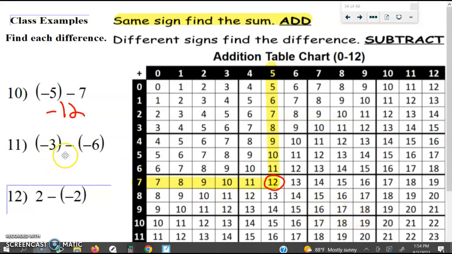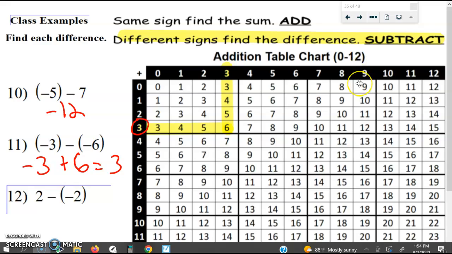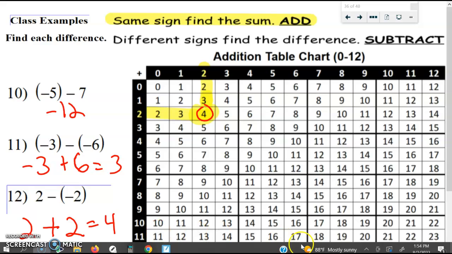Now on this one, we're going to do -3. We'll change it to plus. -3 plus 6. Different signs, find the difference. So I go to 3, go all the way down to 6, and then go over and get 3. Same thing here. I'm going to put these two together, so that's going to end up being 2 plus 2, which is 4.